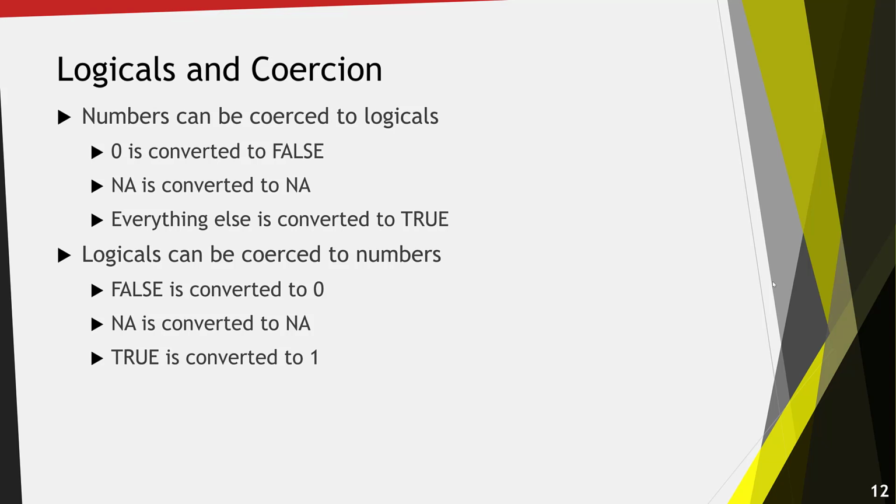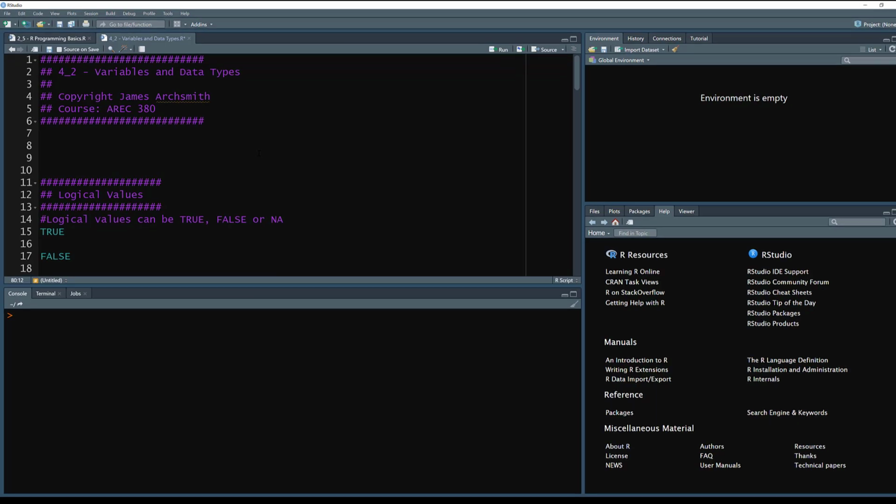In the reverse, if you're trying to convert a logical into a number, false is always converted to 0, NA is always converted to NA, and true is always converted to 1. Very much in line with the binary logic used in computers, where falses are stored as 0 and trues are stored as 1. Let's look at some logical values in R.